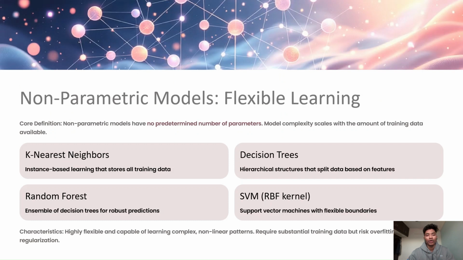Now the non-parametric models. Non-parametric models, on the other hand, don't assume any fixed structure. Their complexity grows with the amount of data. Examples include k-nearest neighbors, decision trees, random forest, SVM, and RBF kernel. These models can capture complex patterns and non-linear relationships. However, they need a lot more data, take longer to train, and can overfit if not regularized properly.